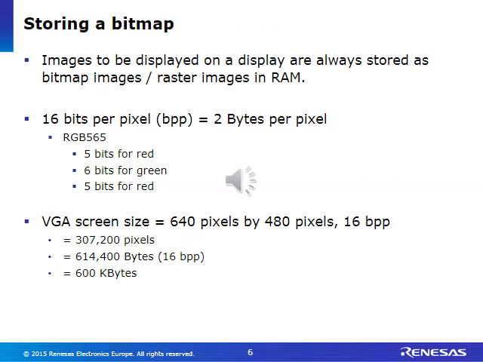Images to be shown on a display are always stored as raster images in RAM. The memory requirements for this depend on multiple factors, including color depth, which may be 16-bit or 24-bit, and on resolution, which is based on a certain pixel count for a display of a given size. The following calculations depend on the type of implementation.